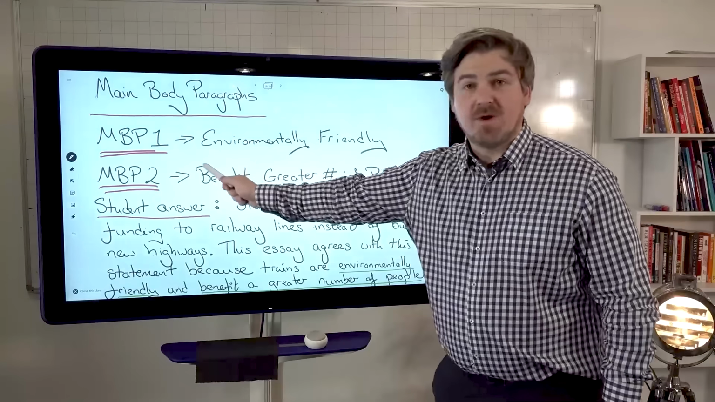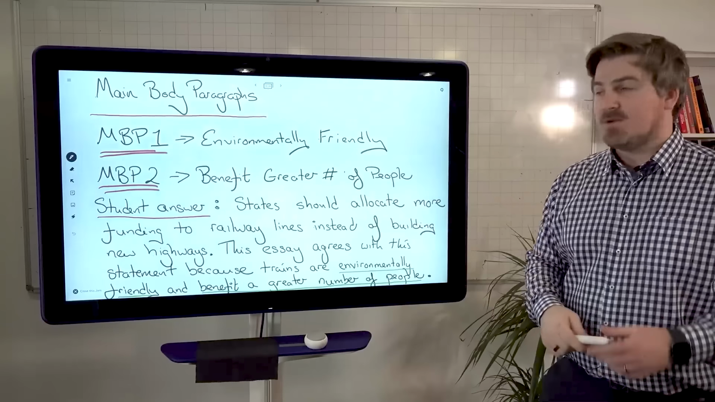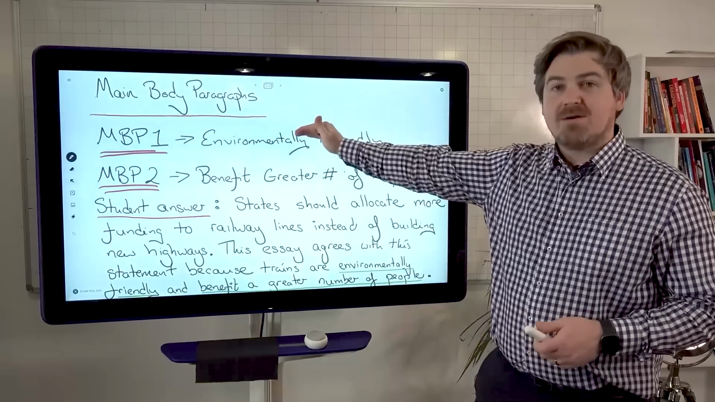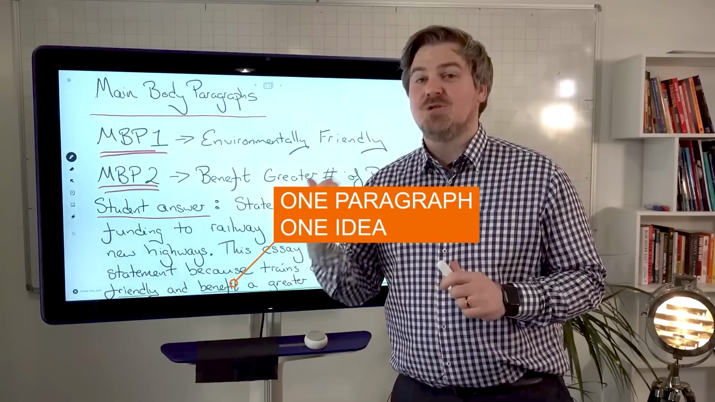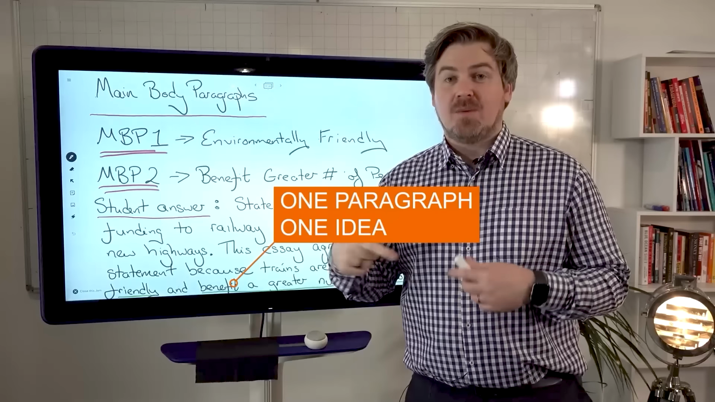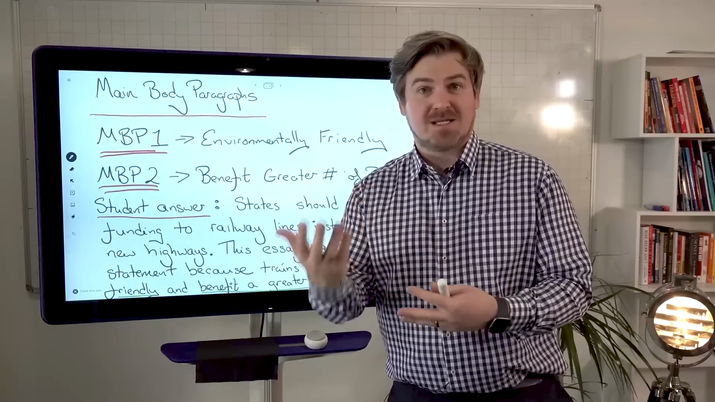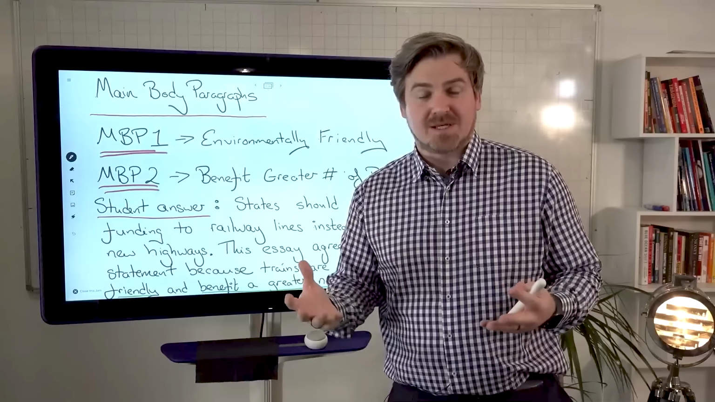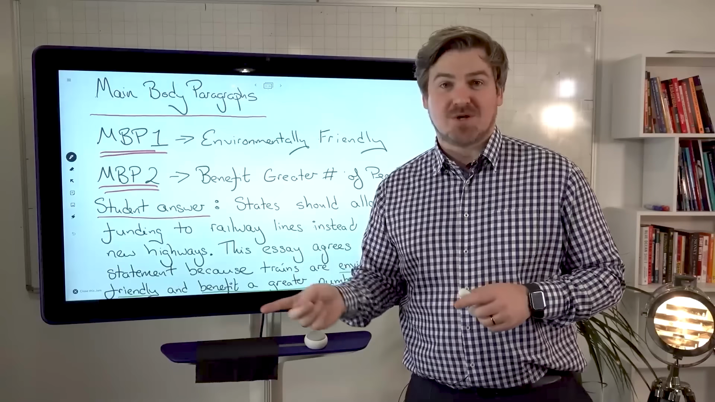Main body paragraph 1, environmentally friendly. Main body paragraph 2, benefit greater number of people. 1 paragraph, 1 idea. You should not have multiple main ideas in 1 paragraph. The purpose of a paragraph is to introduce an idea and explain it, give an example, discuss that idea, and then if you want to start a new idea, start a new paragraph.